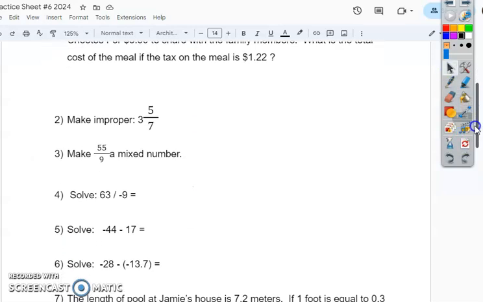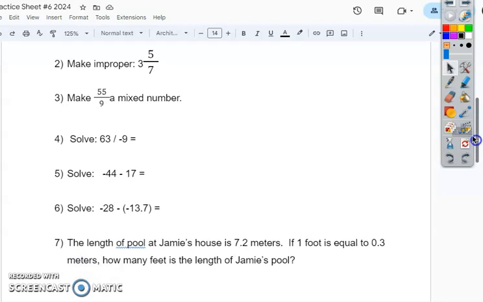Some of you are getting better, some of us are not. So, number 3, it says make this a mixed number. So, in this case, we're going to be dividing by 9. So, I'm going to just list my 9s over here. If you don't know your 9s backwards and forwards, this is what you are doing.